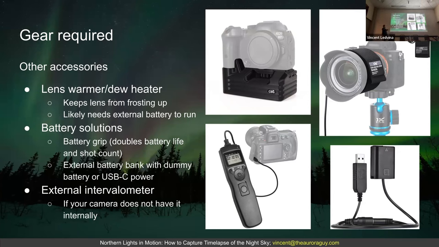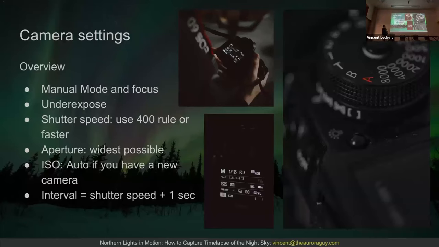Also an external intervalometer. You can pick these up for 15, 20 bucks. This allows you to set your interval. Your interval is what controls how many shots you'll be taking per unit time, like per minute, for example. So if you want your camera to be taking a photo every 10 seconds, and it doesn't have that already in the camera, you'll have to get something that allows you to do that. You can pick these up for like 20 bucks. They're super cheap.